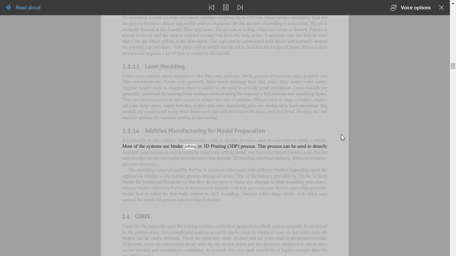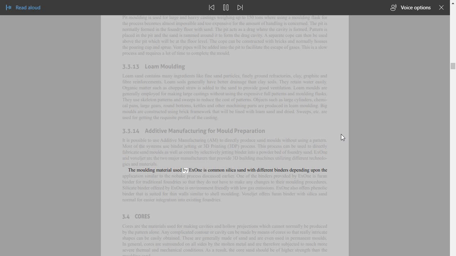Most of the systems use binder jetting or 3D printing, 3DP, process. This process can be used to directly fabricate sand molds as well as cores by selectively jetting binder into a powder bed of foundry sand. X1 and VoxelJet are the two major manufacturers that provide 3D building machines utilizing different technologies and materials.